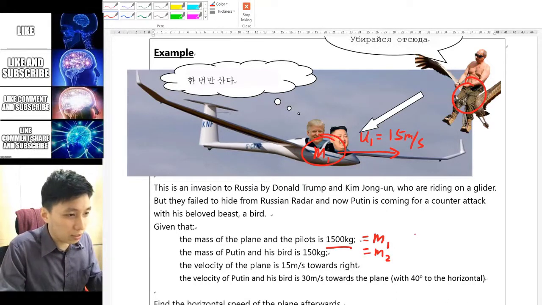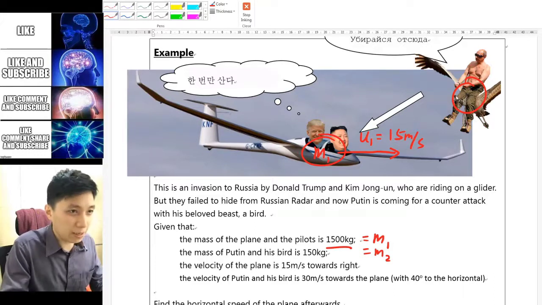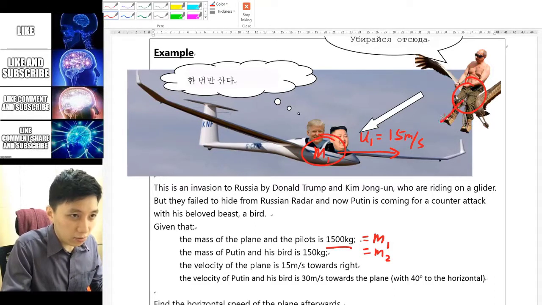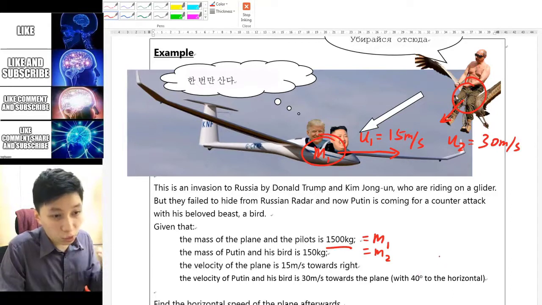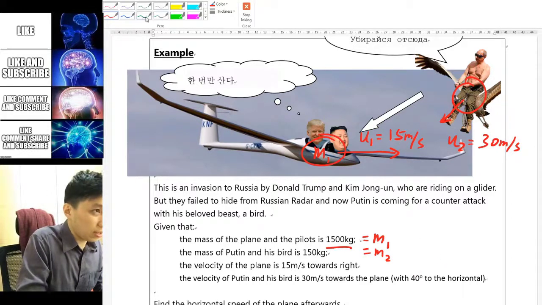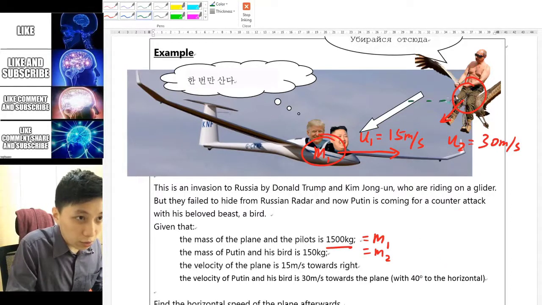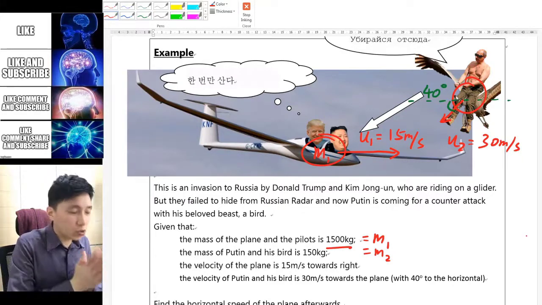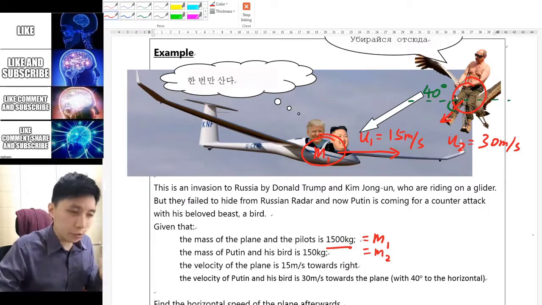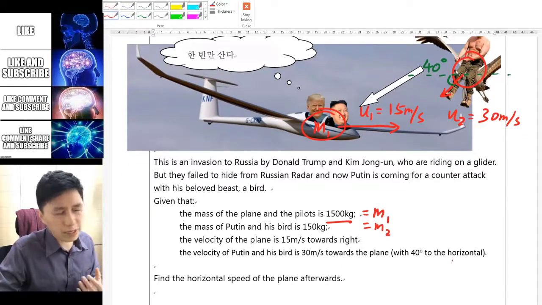And Putin and the bird will be moving towards the plane at an angle, that is U2, with 30 meters per second. And the angle is 40 degrees to the horizontal. So in that case, you may want to annotate on your diagram that this is 40 degrees. Although it's a challenging question, I still want all of you to try it. So the question is asking you the horizontal speed of the plane.